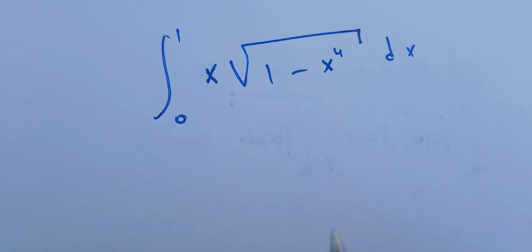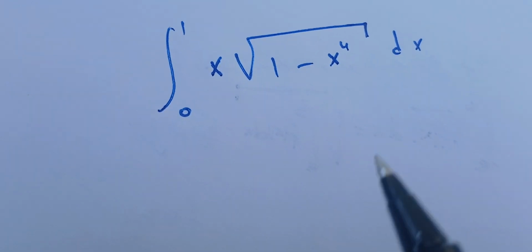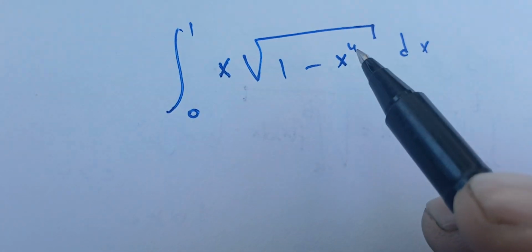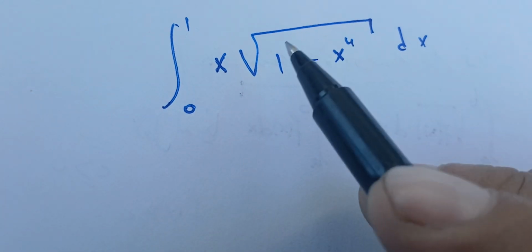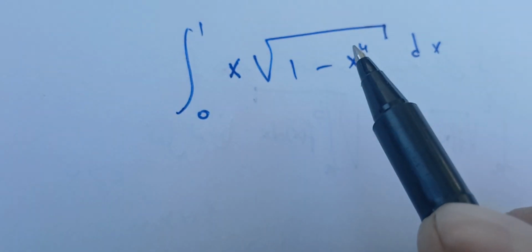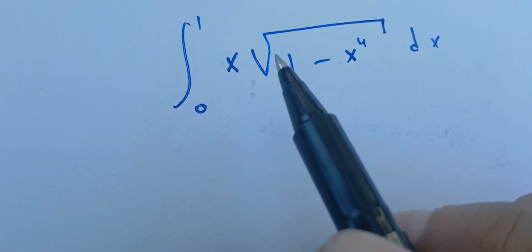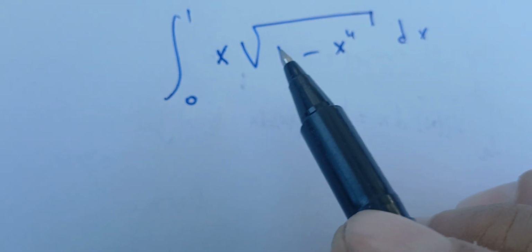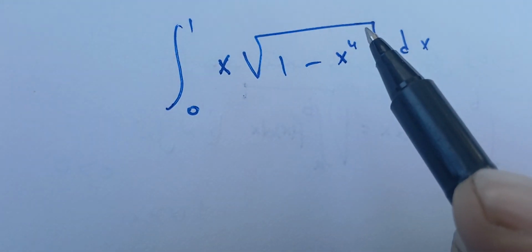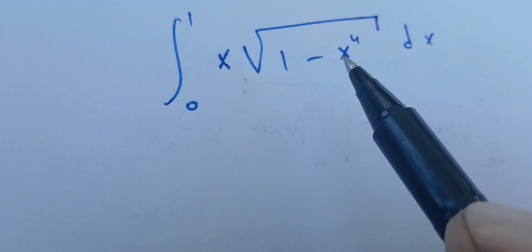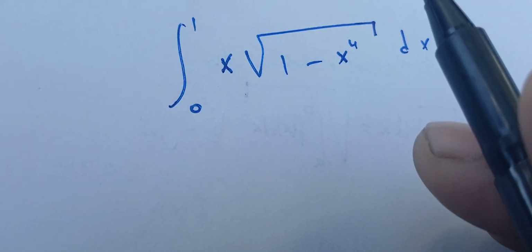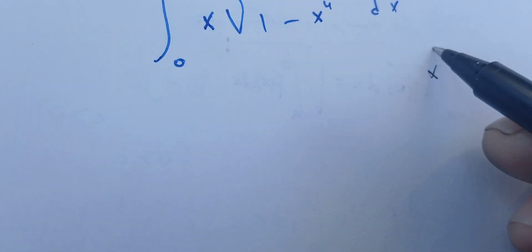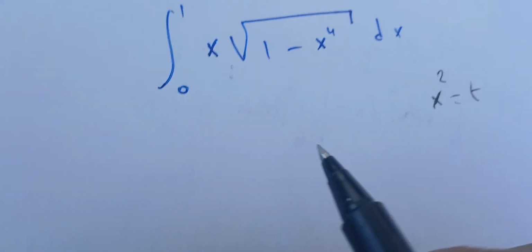One of the key ideas is that we have the square root and we have this x to the power 4. So this power 4 is a problem when we have these square roots. We know that when we have x squared, we can find these integrals without any problems. So our aim here is to reduce this power. Therefore, we're going to let x squared be t.